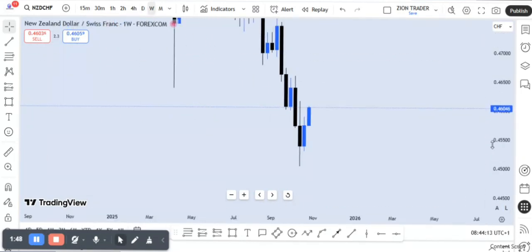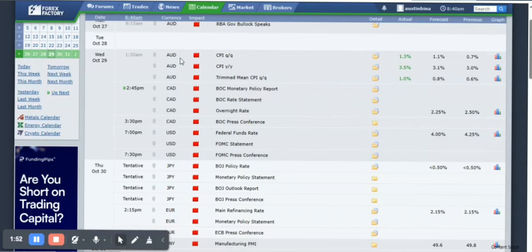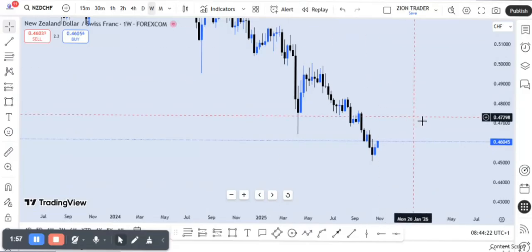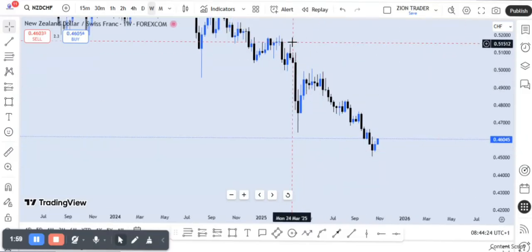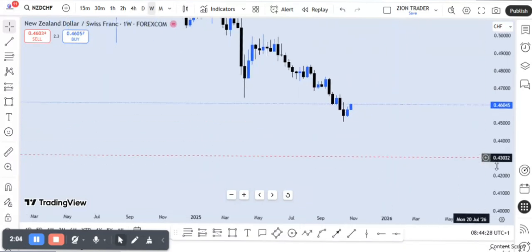We are just going to start from the weekly time frame on NZDCHF. As you can see right here, is there any news on NZDCHF? No, we have no news on NZDCHF this week. We can see right here that we are very bearish, and we're at the discount array, right?